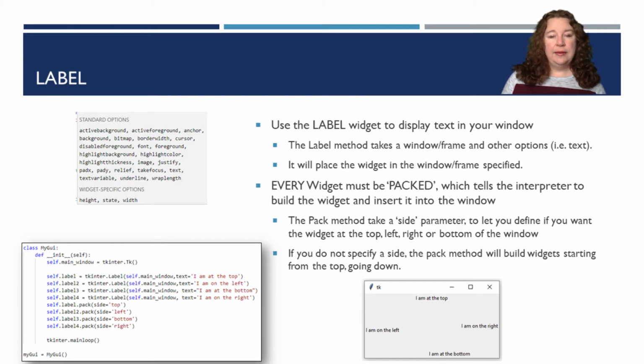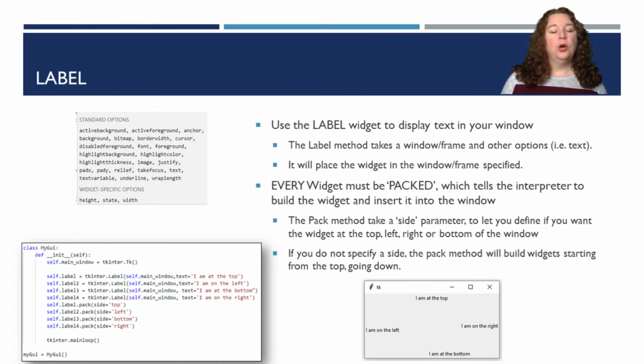When you create a label, you're again going to reference that tkinter. So if you're looking at the code that I have here for my class, I have my initializer and I have my main window and I have my main loop. Those two things you've already seen before. All the stuff in between those is kind of new. So we are going to create a new label.